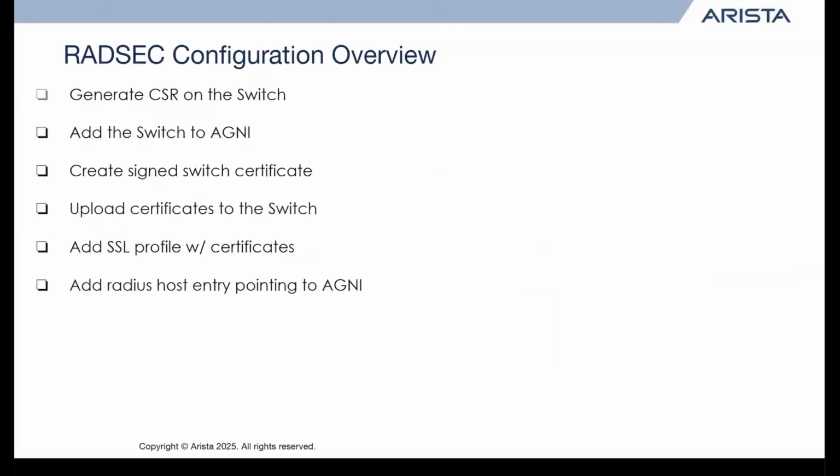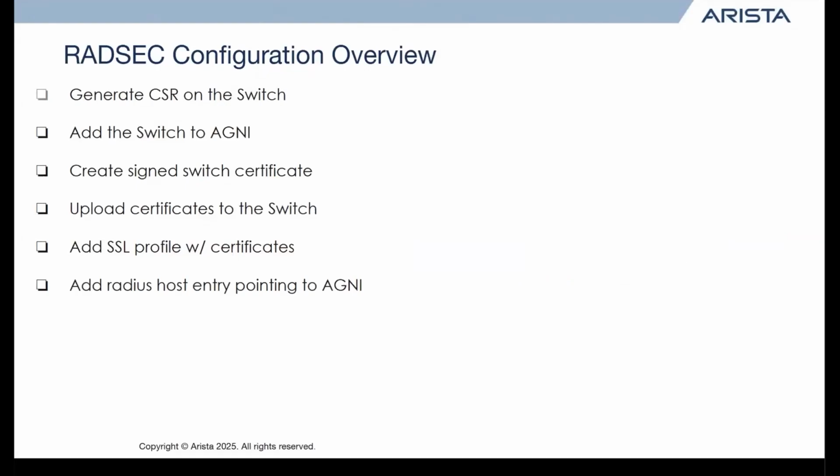Before we jump into the troubleshooting, let's briefly review the configuration steps needed to set up a RadSec connection between AGNI and an Arista switch. First, a CSR is generated on the switch, with the CN matching the switch MAC address and the DNS name matching the switch hostname. Next, the switch gets added to AGNI under the Access Device section.